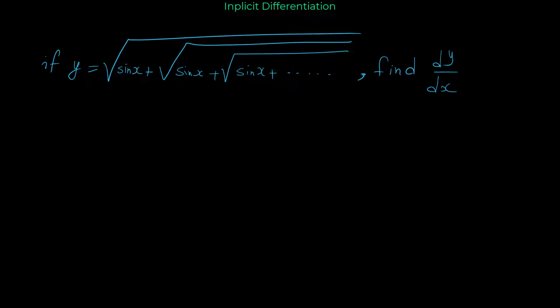If y equals the square root of sine of x plus the square root of sine of x plus the square root of sine of x plus, continue this pattern forever, find dy over dx. As you can see here, we face a very unusual function.